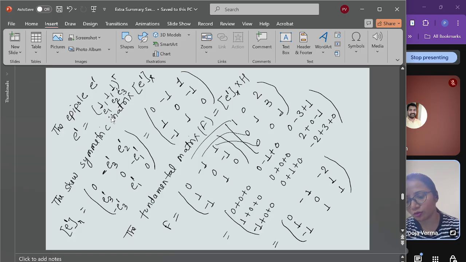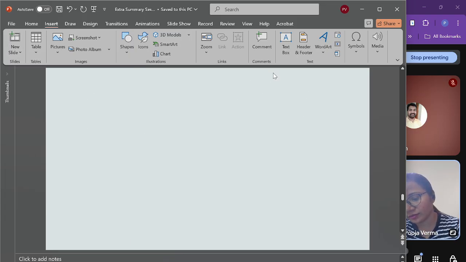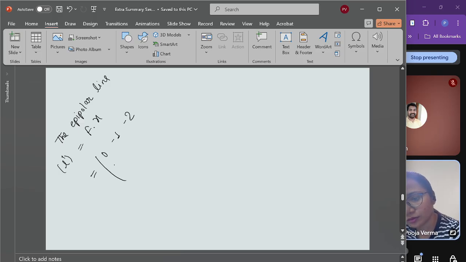So this is our fundamental matrix we have calculated. Now next we have to calculate the epipolar line L dash. So I'm just taking one more slide to calculate this. The epipolar line L dash is calculated by the fundamental matrix multiplied by x, right? So x, that means the left image point, is already given.